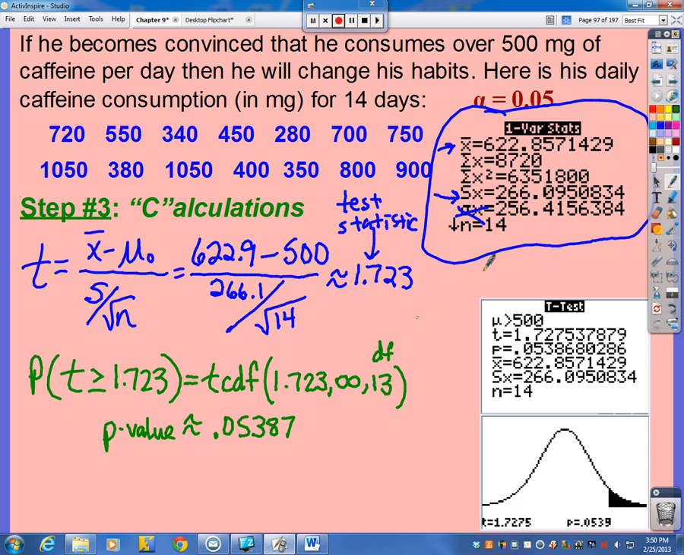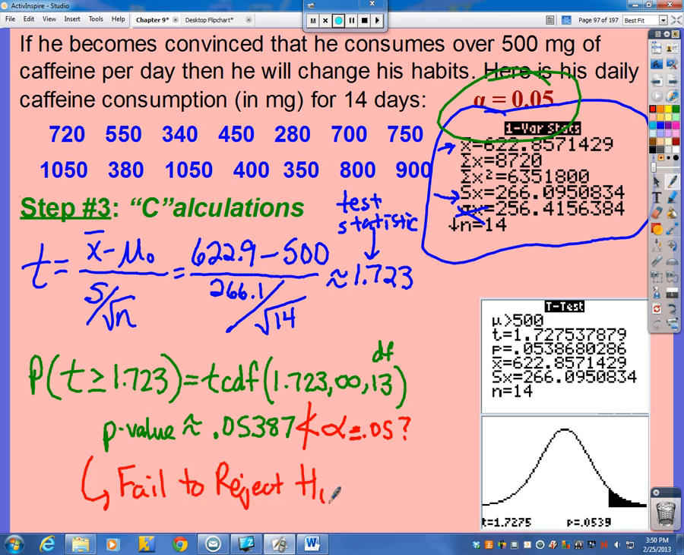And now we need to compare this to our alpha value, which I mentioned up here is 5%. So alpha equals 0.05. Is this really true that our p-value is less than our alpha value? We would say no, it is certainly not. Therefore, we would fail to reject the null hypothesis. We can't get rid of the H0.